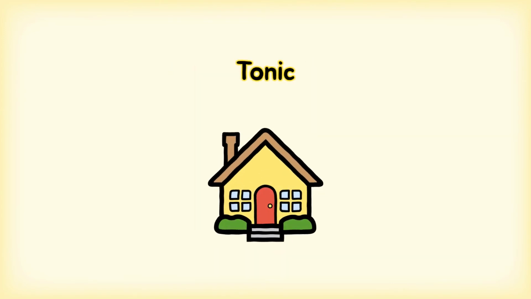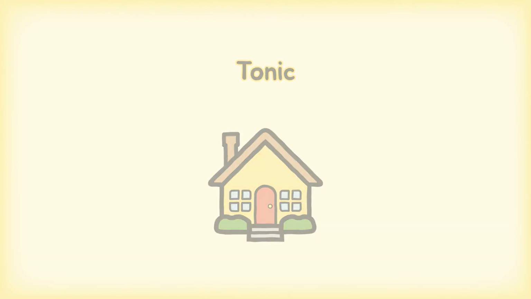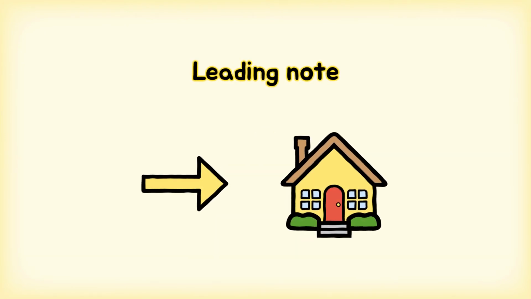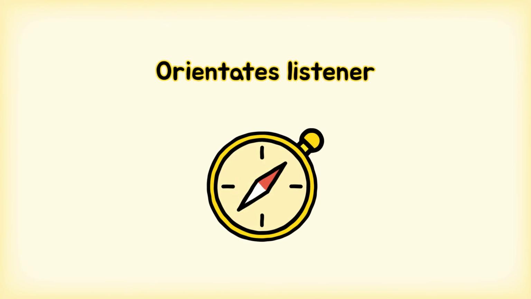Let's explain. The first note of a scale is called the tonic. This feels like home, a natural resting point. If the seventh note of a scale is a semitone below the tonic, it's a leading note, which leads us home. Moving from leading note to tonic sounds satisfying and stable, so it helps to orientate the listener.